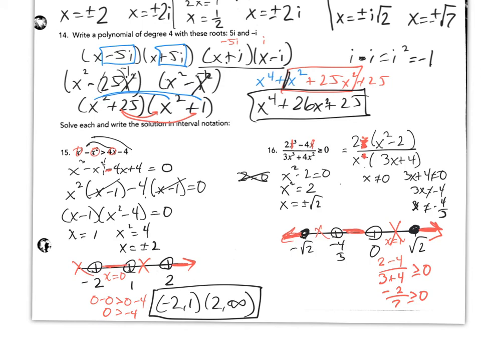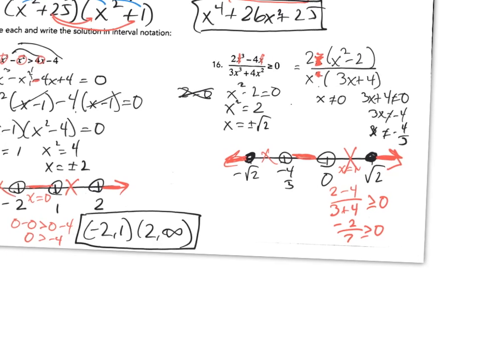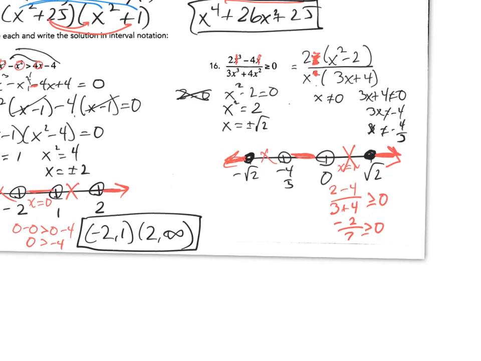It's a big answer. So the answer would be negative infinity to negative radical 2. Starts up again at negative 4/3 to 0, and then it goes from radical 2 with the squared bracket to infinity.